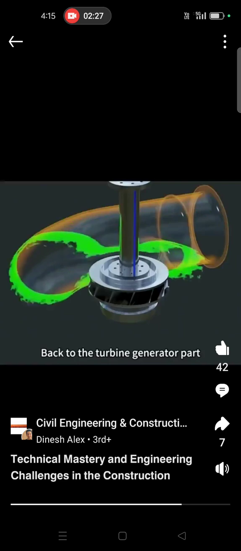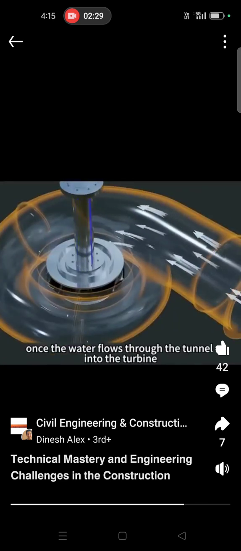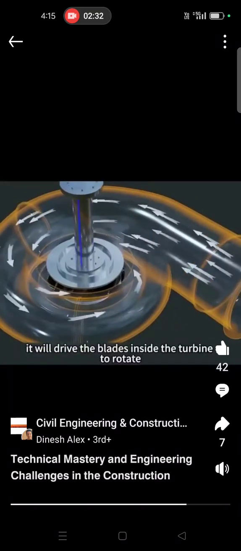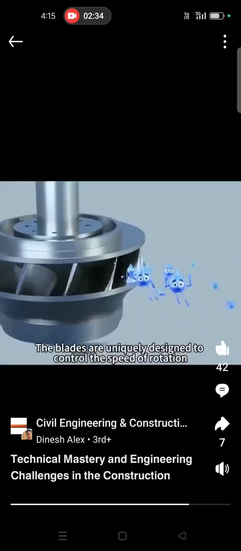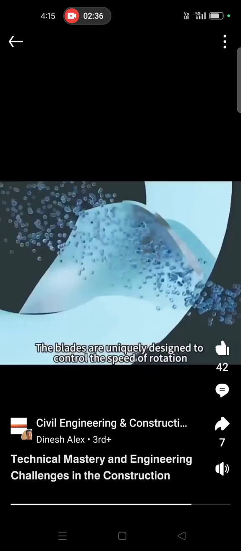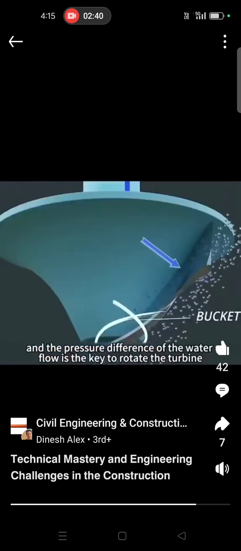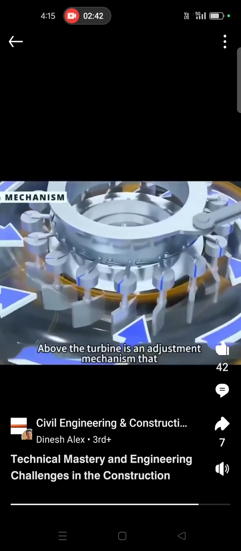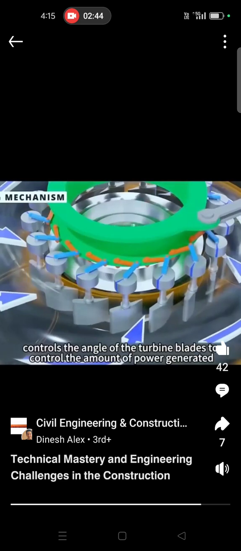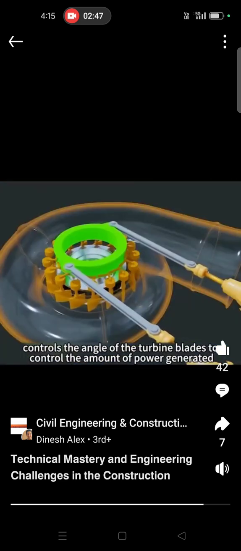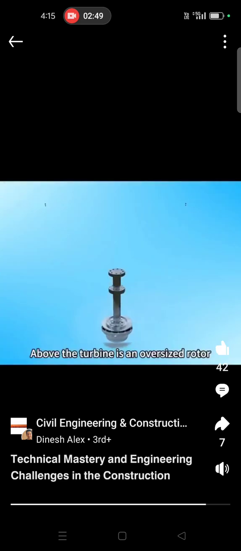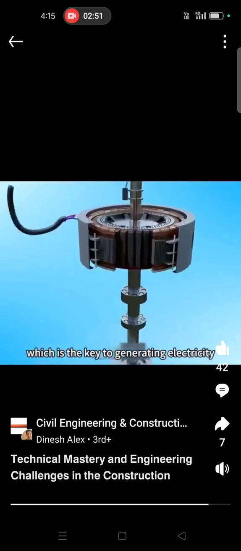Back to the turbine generator part, once the water flows through the tunnel into the turbine, it will drive the blades inside the turbine to rotate. The blades are uniquely designed to control the speed of rotation according to the size of the water flow, and the pressure difference of the water flow is the key to rotate the turbine. Above the turbine is an adjustment mechanism that controls the angle of the turbine blades to control the amount of power generated. Above the turbine is an oversized rotor, which is the key to generating electricity.